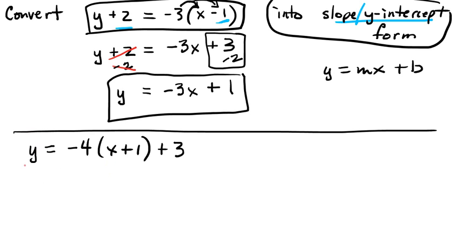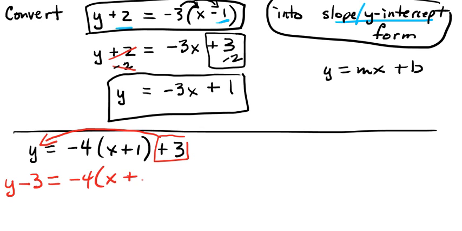Well, we don't have anything else over here with the y. Instead, I have this number over here. So if you want to get this into point-slope form, you would bring that 3 over here. And it would look like this, right? Doesn't this look like point-slope form now?